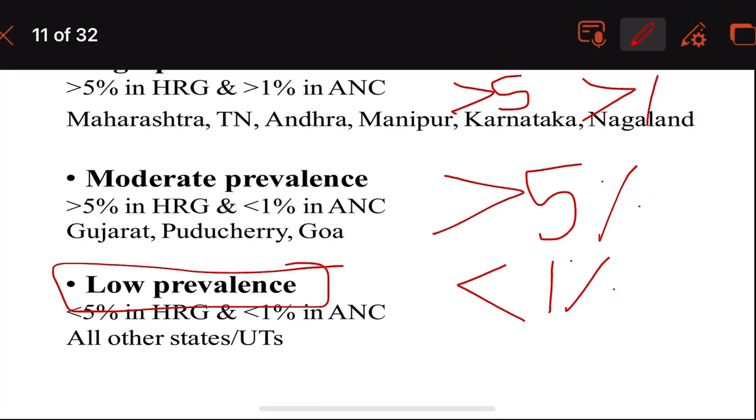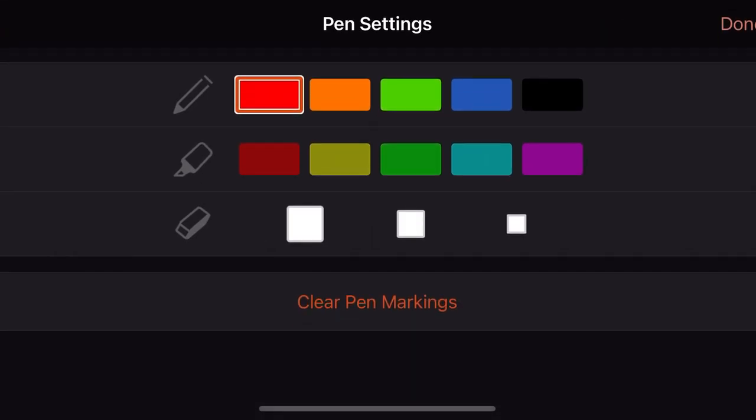Lastly, the low prevalence group, the third group. It includes the remaining states where the HIV infection is less than 5% in the high risk group and less than 1% in the antenatal women.